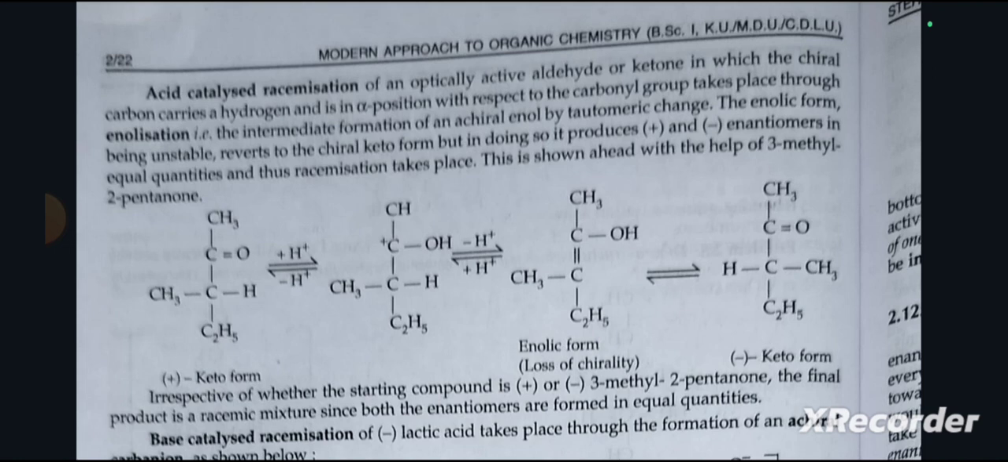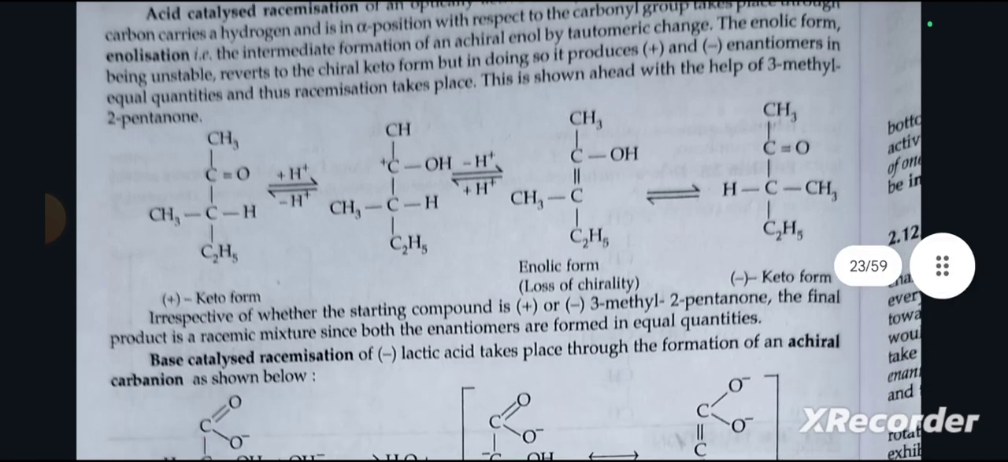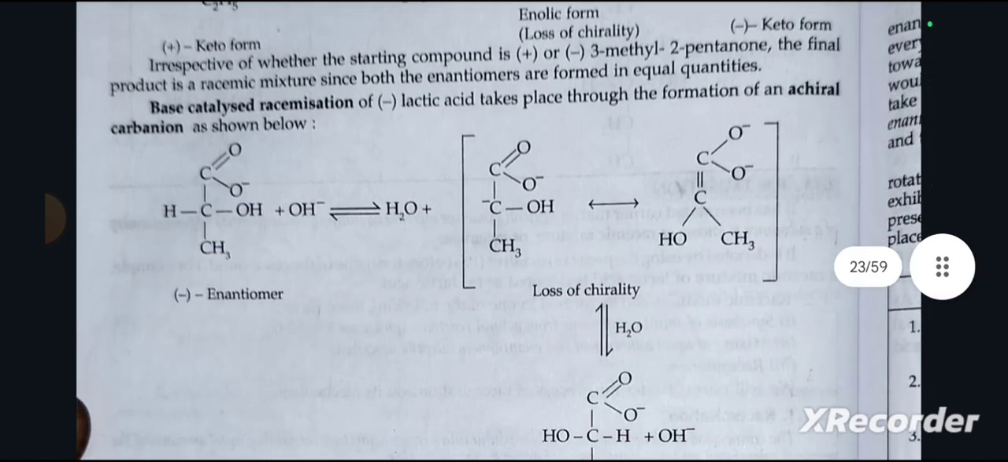This is shown ahead with the help of 3-methyl-2-pentanone: plus keto form, then H positive, minus H positive, then enolic form, loss of chirality, then minus keto form. Irrespective of whether the starting compound is plus or minus 3-methyl-2-pentanone, the final product is a racemic mixture since both the enantiomers are formed in equal quantities.